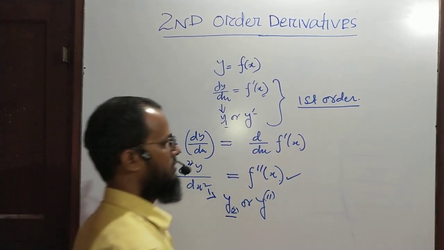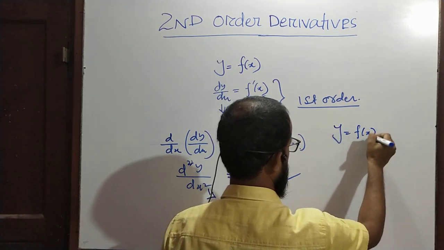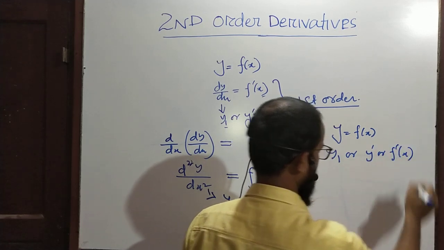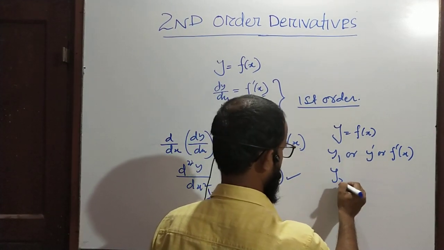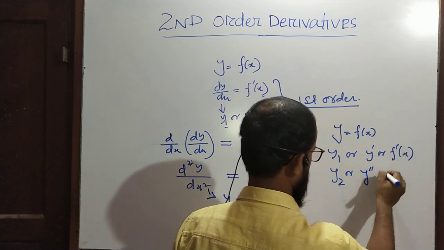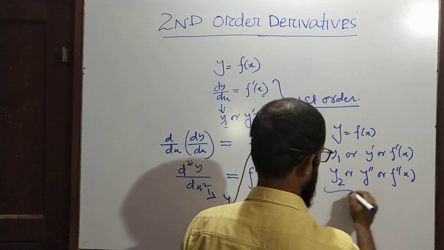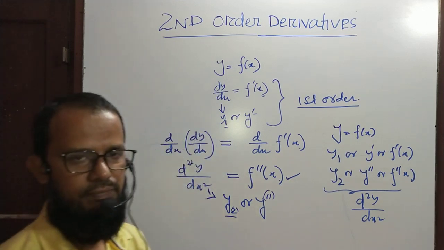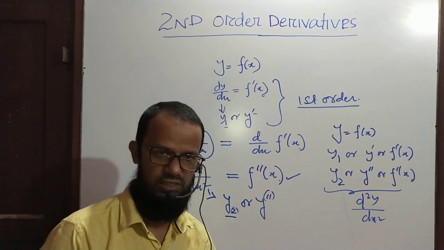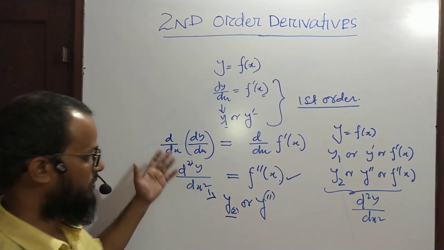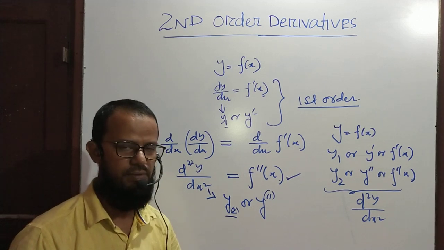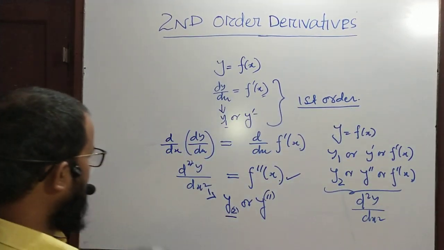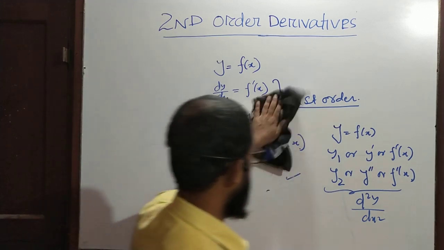That means if y is a function of x, then y1 or y dash or f dash x are called first order derivative, and y2 or y double dash or f double dash x, which is also represented as d2y upon dx2, are called second order derivative of a function y equal to f x. After getting first order derivative, if we again differentiate with respect to x, you are getting second order derivative. So here I am going to solve a few questions related to this topic.